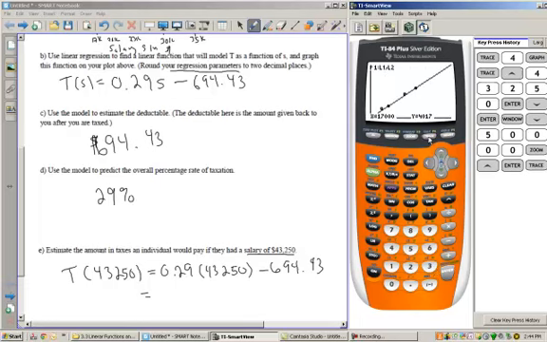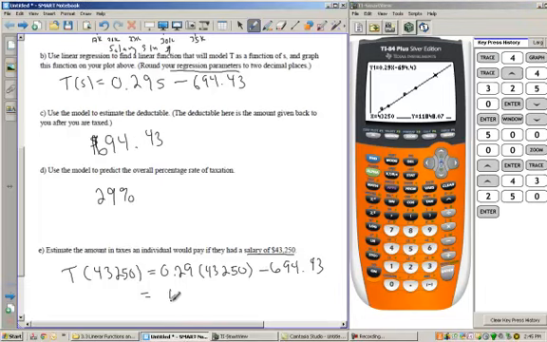And again, I can hit trace. I'm on the plot, so I hit up. Now I'm on the line, and I hit 43,250, and I hit enter, and out pops my answer of $11,848.07. So this is the amount I would have to pay in taxes if I made $43,250.